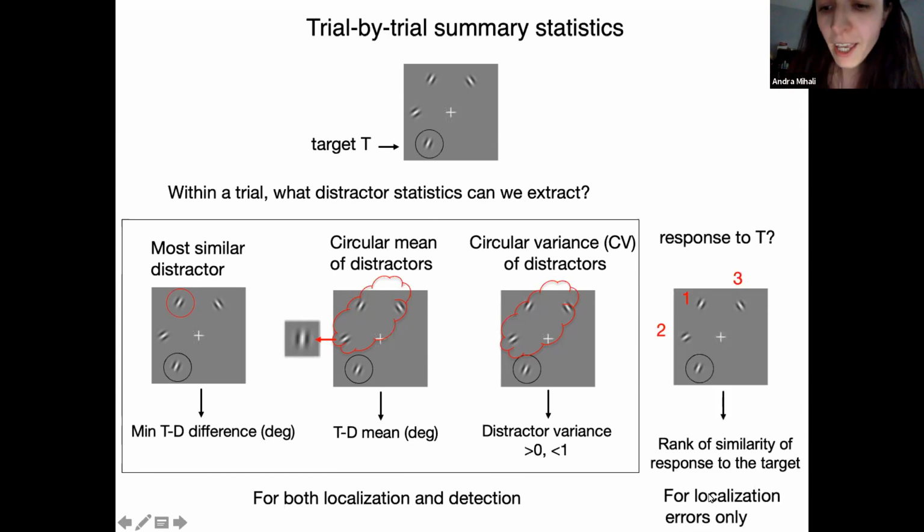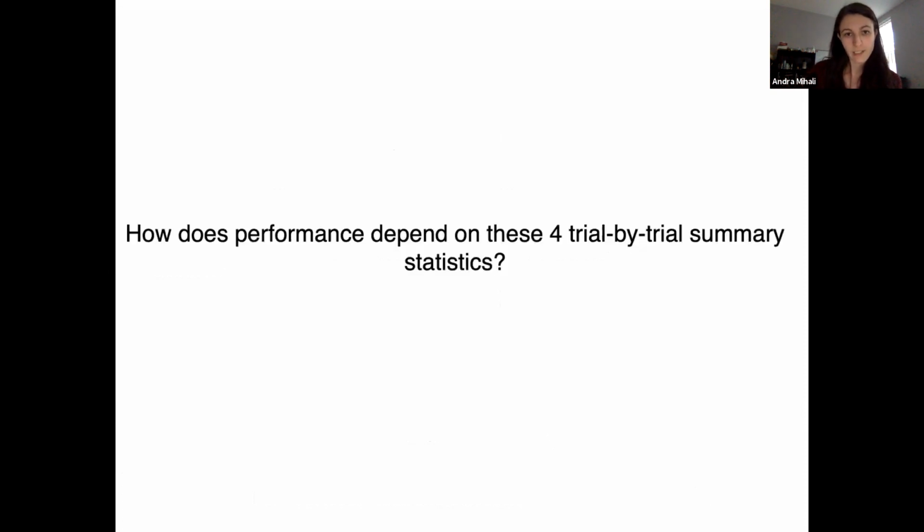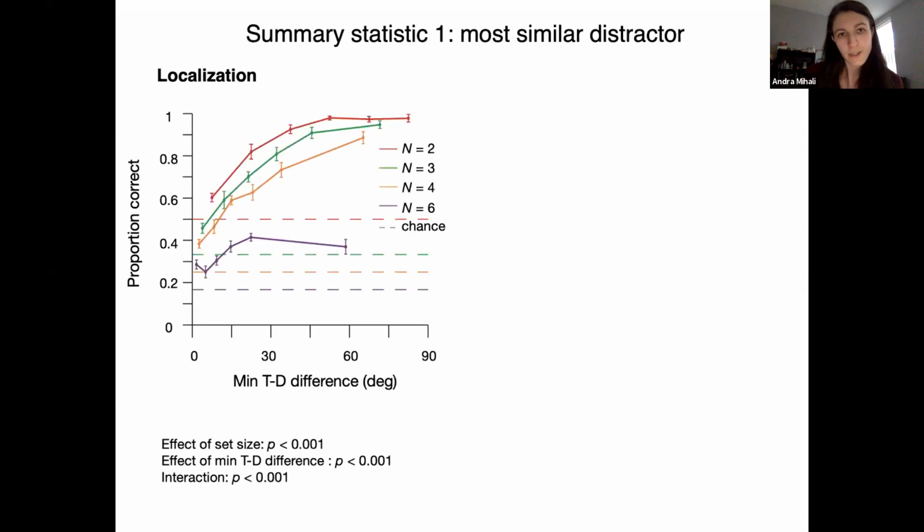Now, for localization errors only, we also want to look at when participants respond erroneously, how close were they? So this is the most similar distractor. It will get rank 1 because it's closest to the target. This one is second most similar, rank 2, and this one is third most similar. And we want to see how their errors are distributed according to these ranks of similarity of the response to the target. So, how does performance depend on these four trial-by-trial summary statistics?